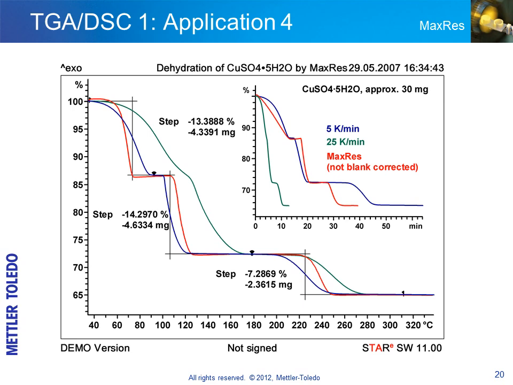At a constant heating rate of 25 Kelvin per minute, the first two weight loss steps are not properly separated. Using MaxRes, the separation is better in a shorter measurement time than at the relatively low heating rate of 5 Kelvin per minute. MaxRes saves time and is a good tool for method development.